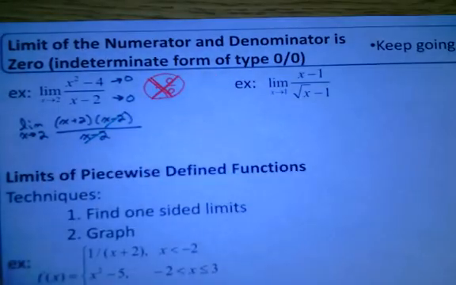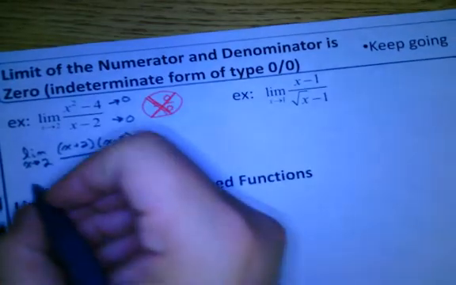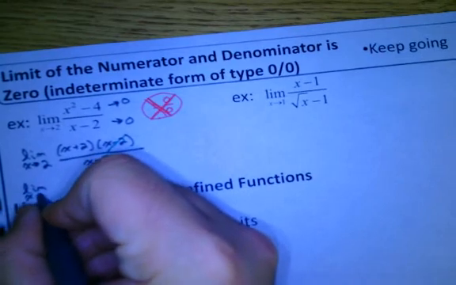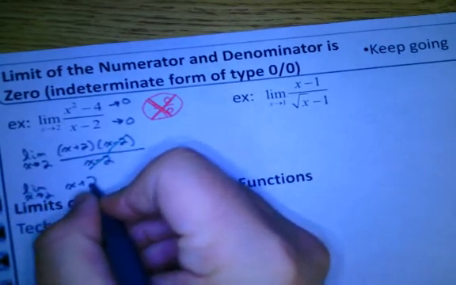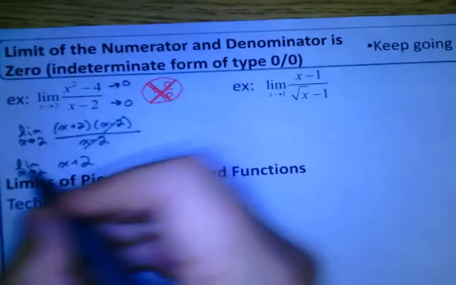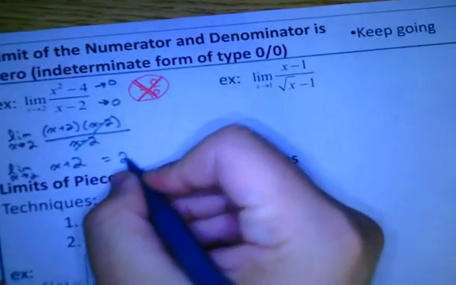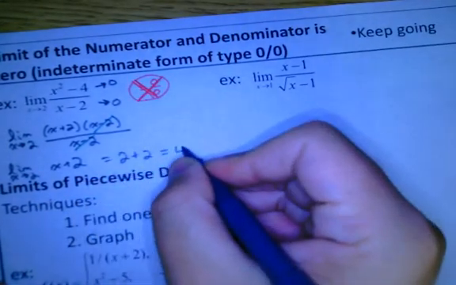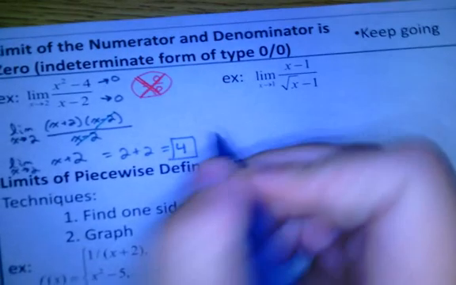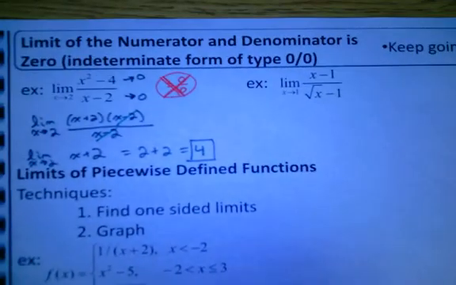So we're going to get the limit as x approaches 2 of x plus 2. Now we're ready to plug in. When we plug in, we're going to get 2 plus 2, which is 4. So the first fancy trick you're going to learn about limits here is factoring and canceling.